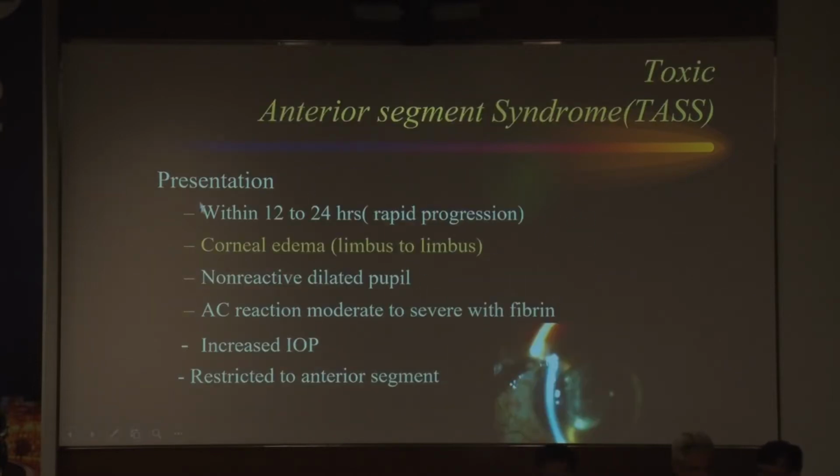TASS usually presents within 12 to 24 hours. There is a severe corneal edema, that is limbus to limbus. There is a dilated pupil. AC reaction is moderate to severe. There is a high intraocular pressure, and the disease is restricted to the anterior segment.